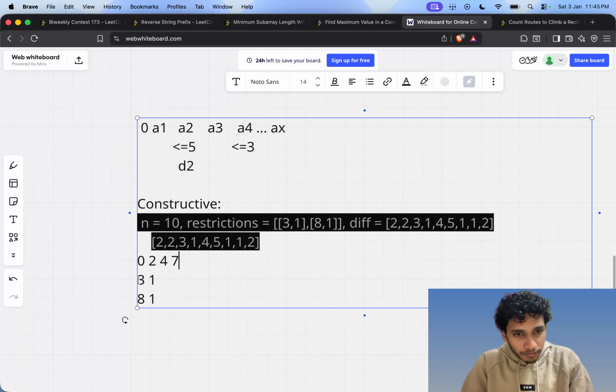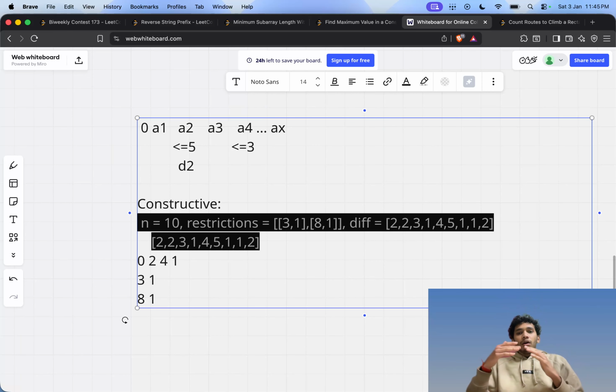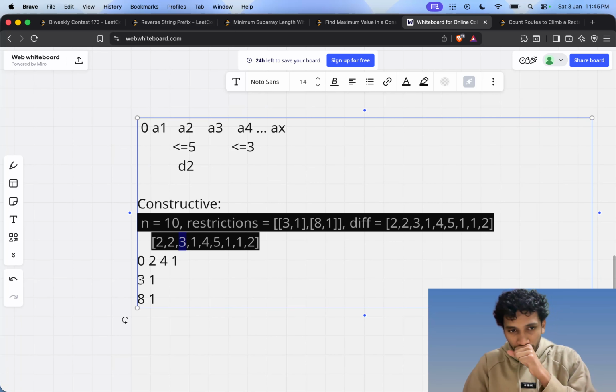So this can never be 7. The most restrictive one should be followed. One says this should be smaller than or equal to 1, and the other says it should be smaller than or equal to 7. So the most restrictive one is the restriction array, and this should be equal to 1, because this follows both the conditions.